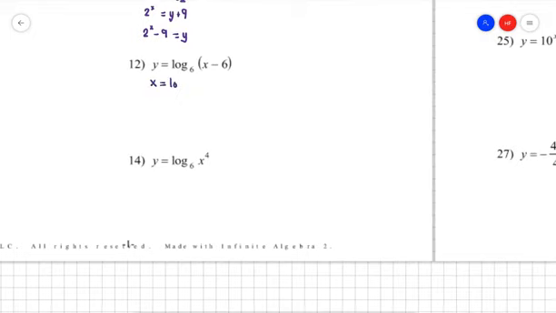X equals log base 6 of y minus 6. We're solving for y, so we'll convert 6 to the power of x is equal to y minus 6. Add 6. 6 to the power of x plus 6 is equal to y.